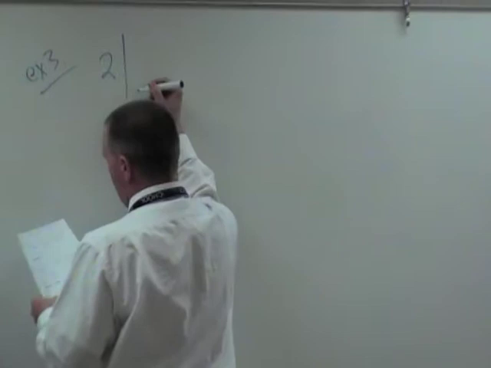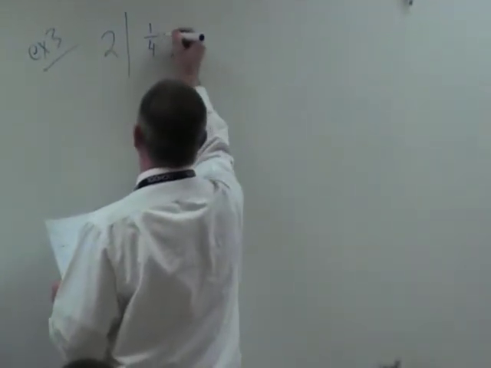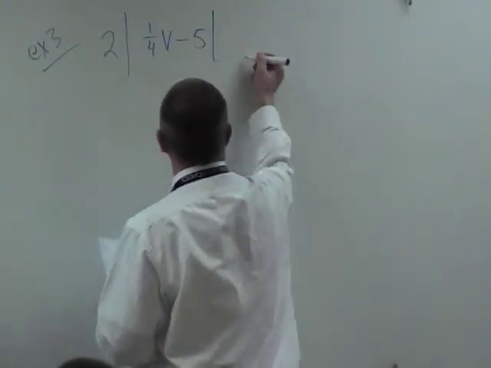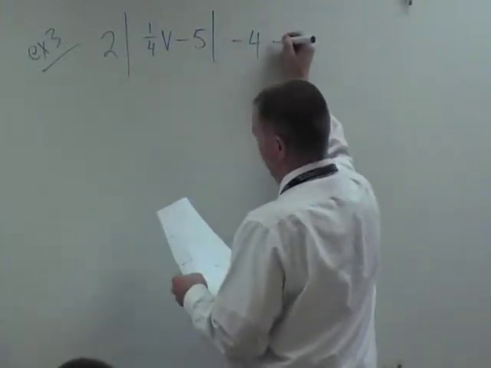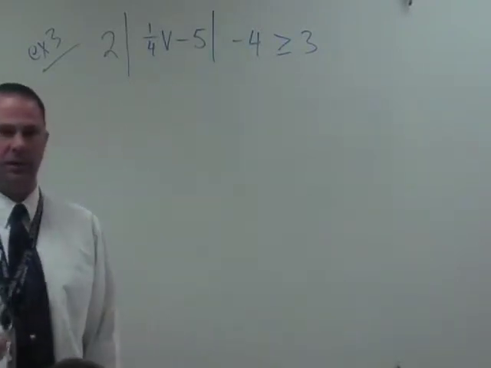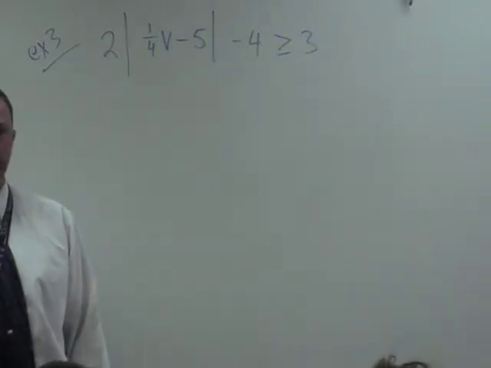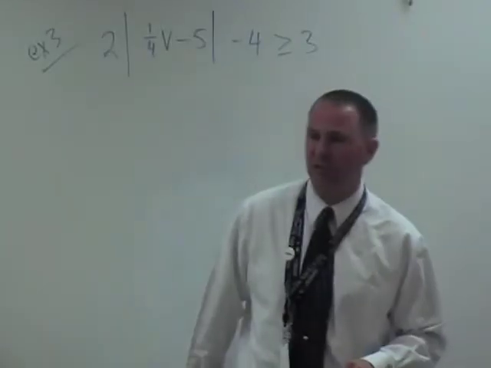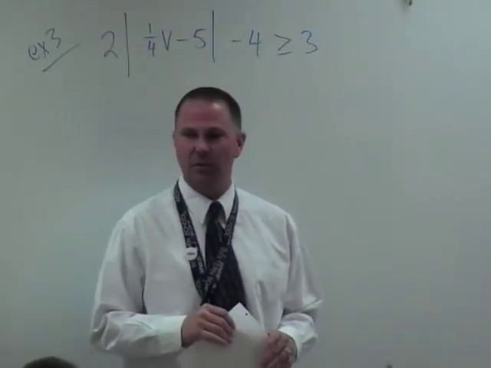2 times the absolute value of 1/4 V minus 5, absolute value closed, minus 4, greater than or equal to 3. Ready, set, go. Get the absolute value by itself first. I'll be patient. Everybody work it out.